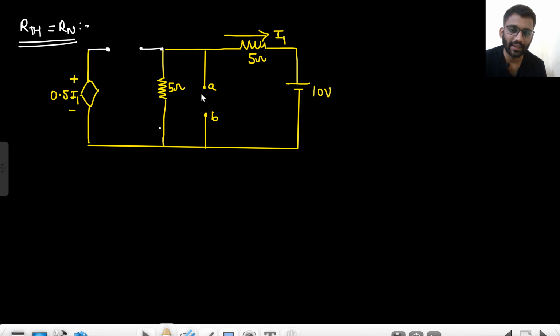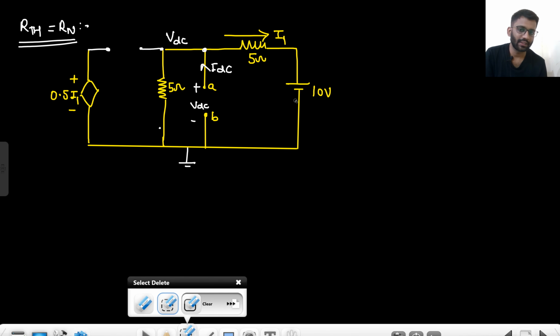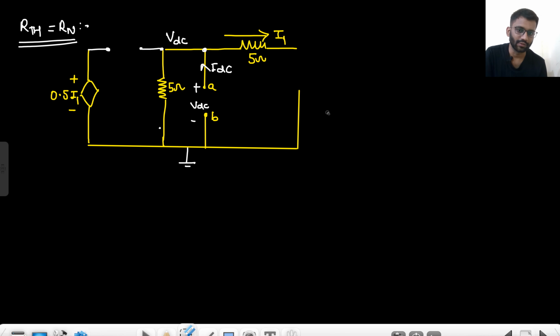What you will do? You will apply VDC at this side and will get a current IDC out of it, right? You will apply a battery of VDC and get IDC out of it. Now just assume if this terminal is 0, what will be this potential? This potential will be VDC, right? And you will short circuit this terminal, because this is also an independent voltage source. So this will also be short circuited, right?